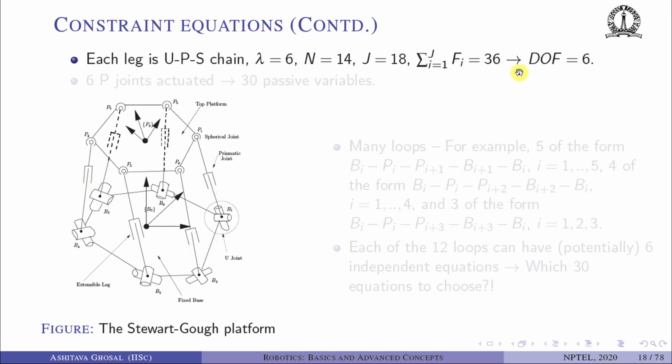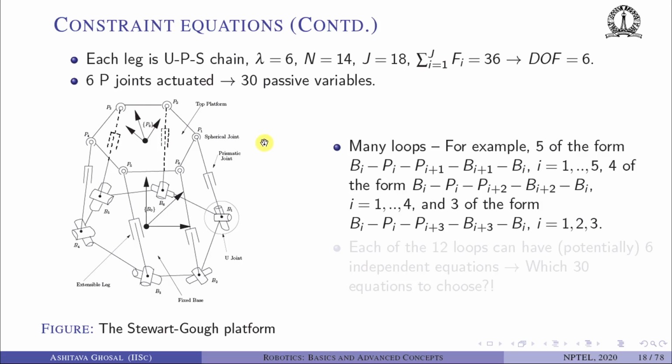So this is 36. If we substitute in the Grubler's formula, we'll get a degree of freedom of 6. If you have 6 degrees of freedom, we can actuate 6 joints. In a Stewart platform, the 6 prismatic joints are actuated. Which means out of these 36 degrees of freedom in the joints, 30 are passive variables and only 6 are actuated. More importantly, we have many loops.